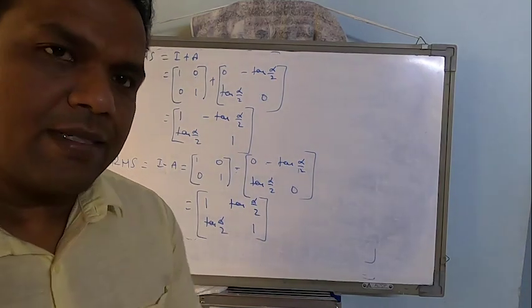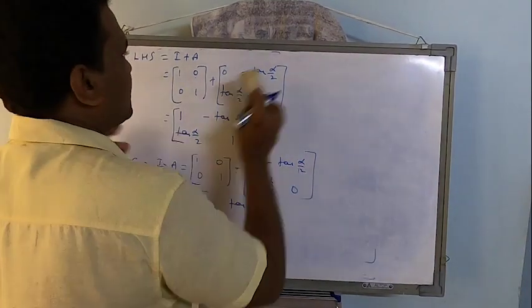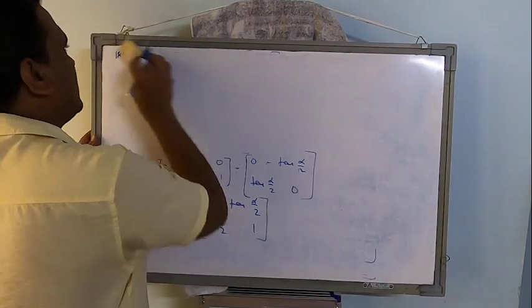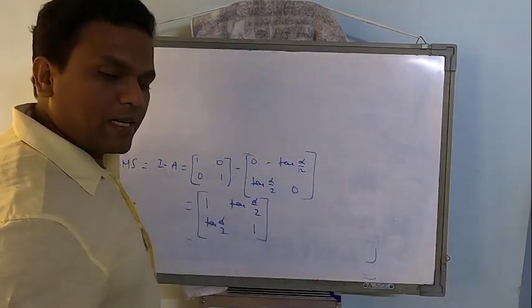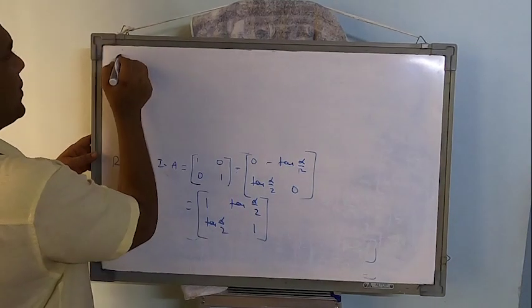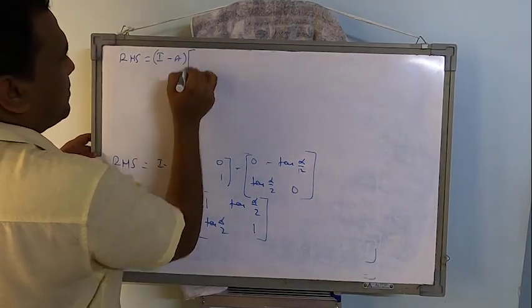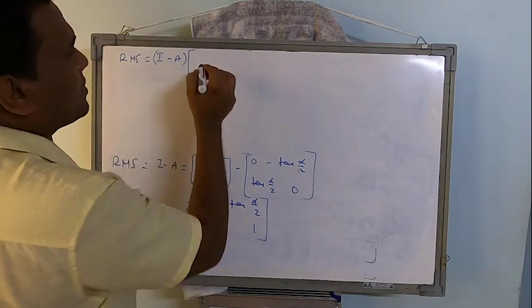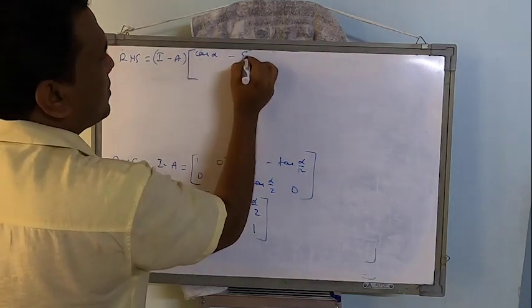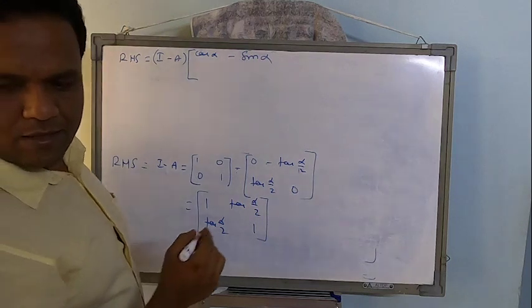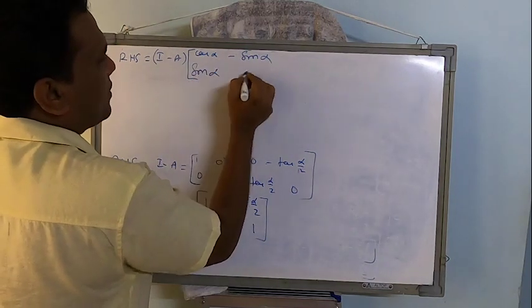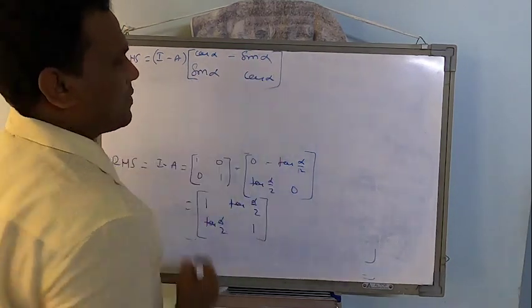Remember, on the right hand side I have something called a bit lengthier one. Now the actual calculation is going to start from here. So RHS is I minus A multiplied by the matrix cos alpha, minus sin alpha, and the next row sin alpha, cos alpha.